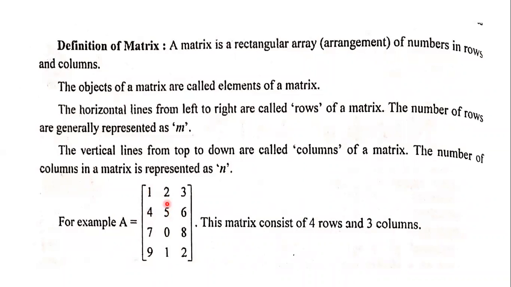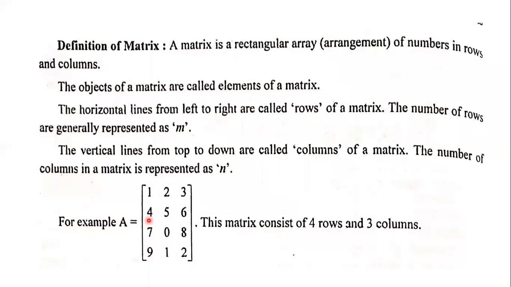We will also have columns present in the matrix. The objects of a matrix are called elements of a matrix. An object is nothing but each number that you see here. Each of them is called an element of a matrix. 7 is an element, 9 is an element, 1, 5, 6, 8, all these are elements of a matrix.